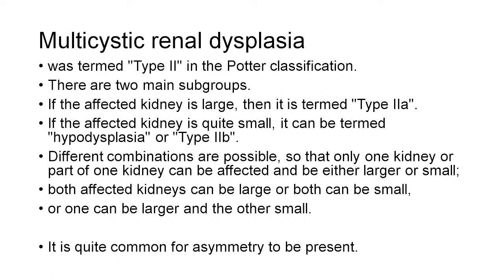Is it clear? Because of this combinatorial nature, they can present in multiple manners, and we should be aware of that while doing the ultrasound in the developing fetus or while doing the fetal autopsy. Both affected kidneys can be large or both can be small, or one can be large and one can be small. So, these are all different permutations and combinations. It is quite common for asymmetry to be present.